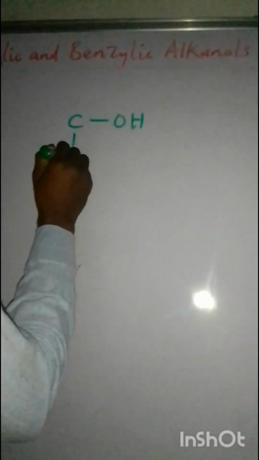Allylic and benzylic alkanols. Remember that there is one special carbon bonded to OH in every alkanol. Now, what is an allylic alkanol? That special carbon is called the carbenol carbon. In an allylic alkanol, that special carbon is now called the allylic carbon.